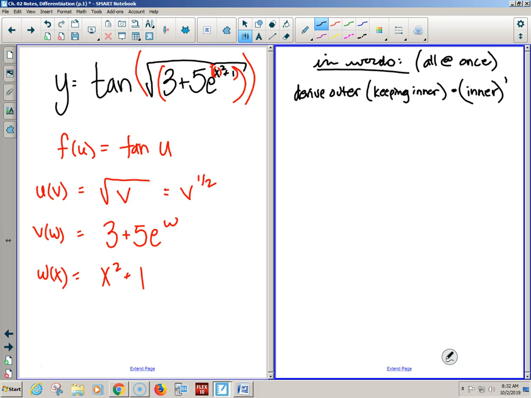I'm going to do it with the really nasty one, and then I have a really easy one coming, so hang in there. Derive the outer, keeping the inner, times the inner prime. Remember how we said that tangent was the outer? From my experience, I would look at this and see, oh, tangent's the outer. What's the derivative of tangent? Well, because I'm really good at my derivative rules, I would say secant squared, but then I would keep the inner the same: square root of 3 plus 5 e to the x squared plus 1. All my matryoshkas are still nested. All I've done is derive the outer. Everybody's still inside, keeping the inner the same.